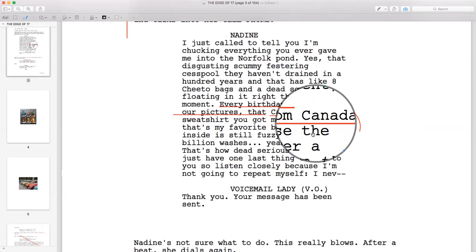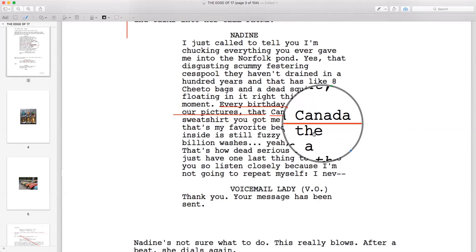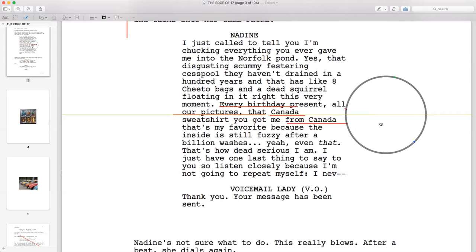So the Canada sweatshirt, let's talk about that. Let's say Nadine's friend went to Canada on a band trip with her brother, and that's where the two of them hooked up. So now this Canada sweatshirt is poisoned. This evil Canada sweatshirt. I know, how could Canada be evil? That's where I'm from. It's a beautiful place, but the memory is now poisoned for her. So there's a meaning behind it. There's a story behind it.